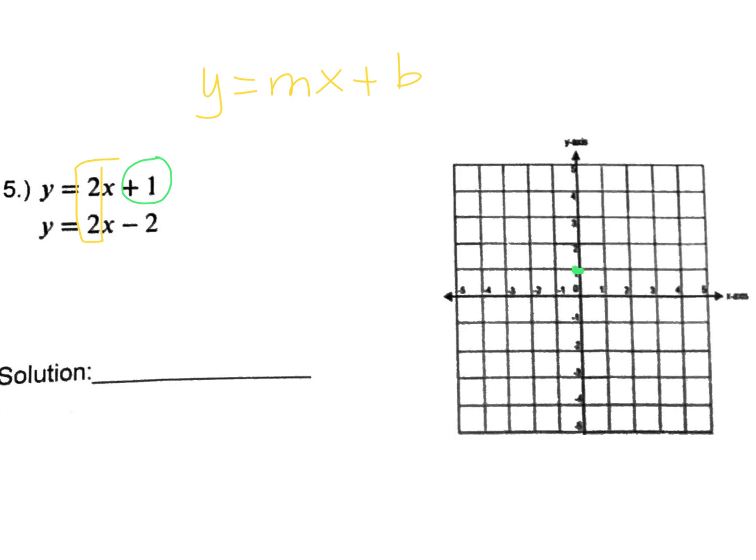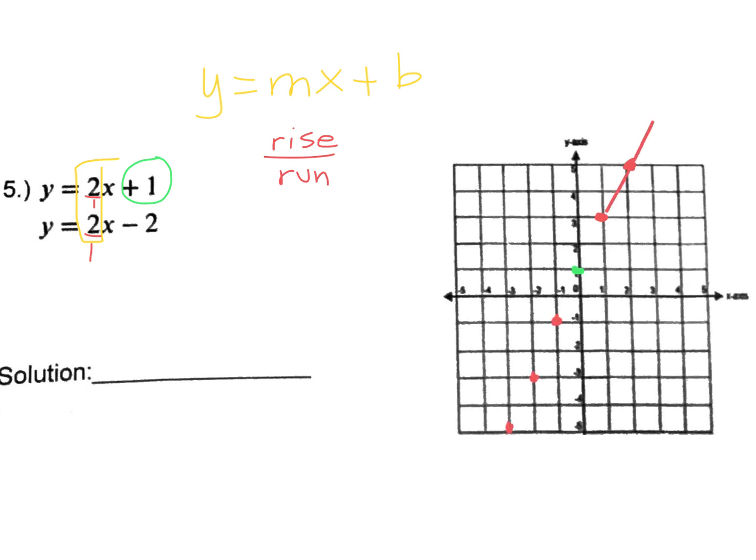And now my slope is the whole number 2. Remember, slope is rise over run. And if my slope is 2, the whole number 2, the run is 1. Okay, so from there, I'm going to rise. From positive 1, I'm going to rise 2, run 1. Rise 2, run 1. I'm going to reverse this and drop 2, back 1, drop 2, back 1.